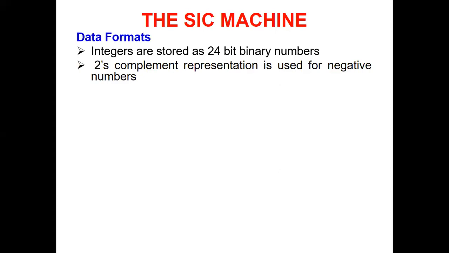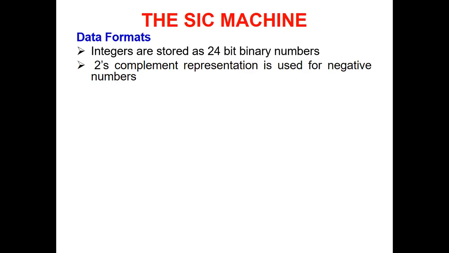Every integer consumes 24 bits. So even if you have a simple number like a five, which we know in binary is 0101, it means you have to write 20 zeros in the front first. Then you write 0101 to make it 24 bits.